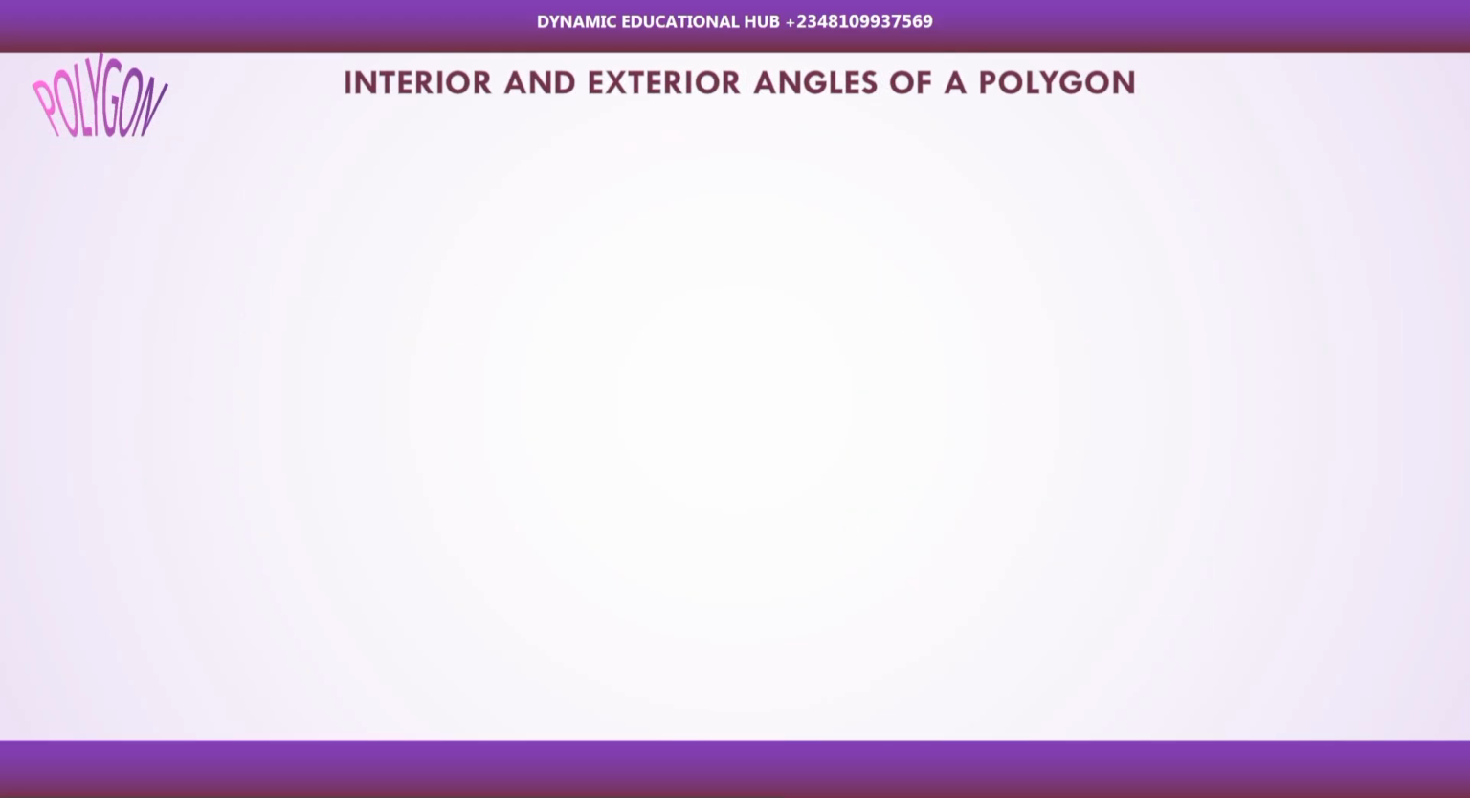So let's learn interior and exterior angles. Let's have a polygon, a regular one as shown. This polygon is a 5-sided polygon, which is a regular pentagon.